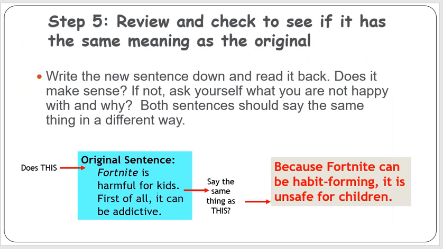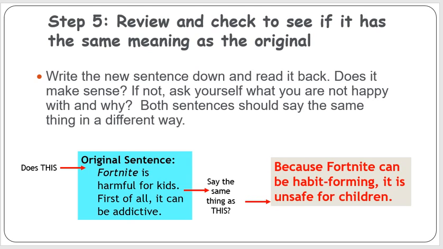Step 5. Review and check to see if it has the same meaning as the original. Write the new sentence down and read it back. Does it make sense? If not, ask yourself what you're not happy with and why. Both sentences should say the same thing in a different way.